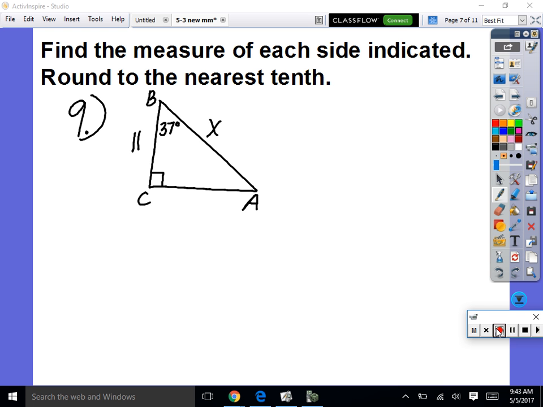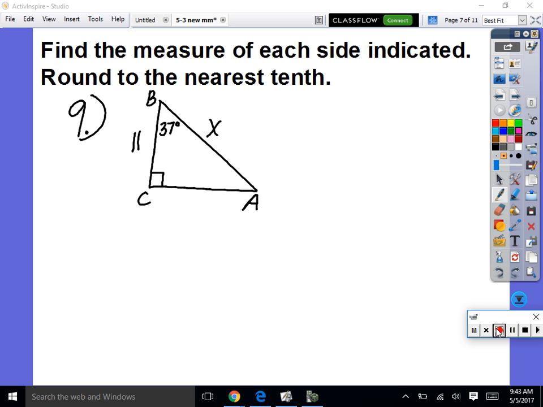Okay, now go to number 9. It says find the measure of each side indicated, round to the nearest tenth. So once again, I'm going to ask you, looking at this, do you see find sine, cosine, tangent? No, so you would not stop there. We've got to go all the way. Notice in this one, we're not finding an angle. Do you see how we're given an angle? We're actually trying to find this side.